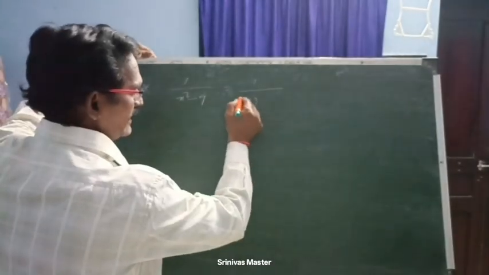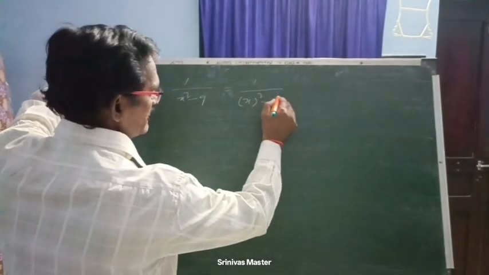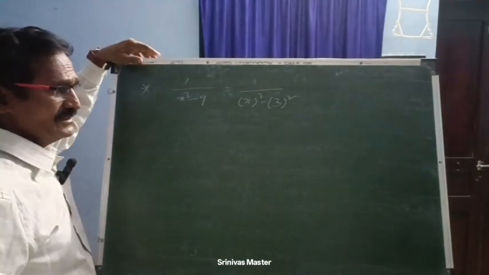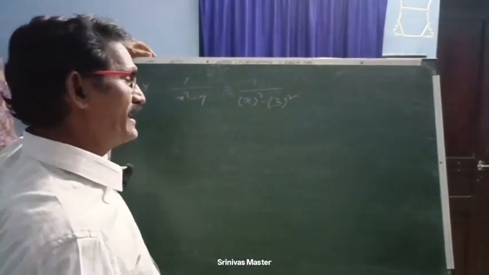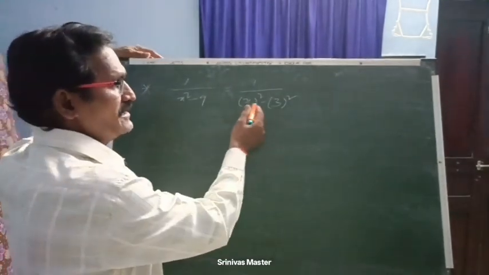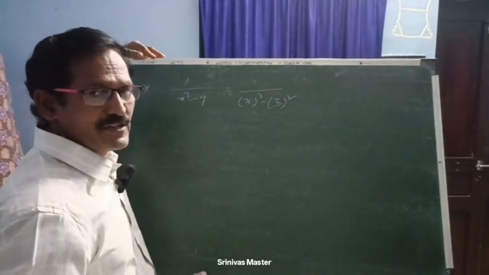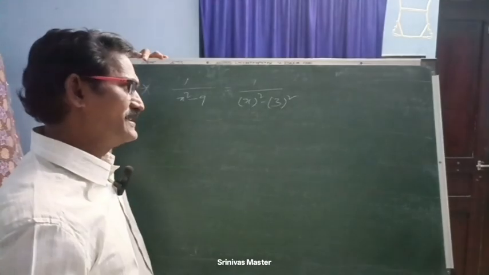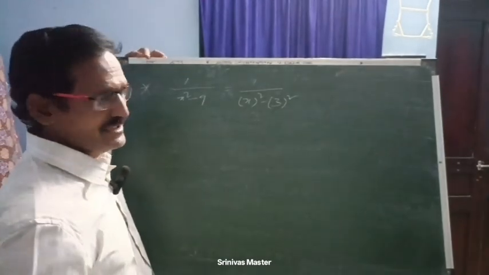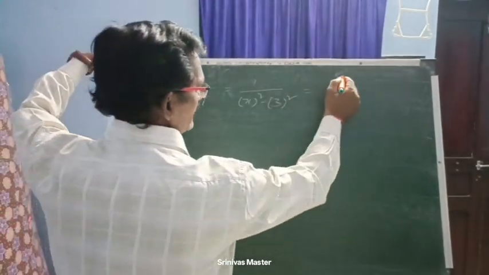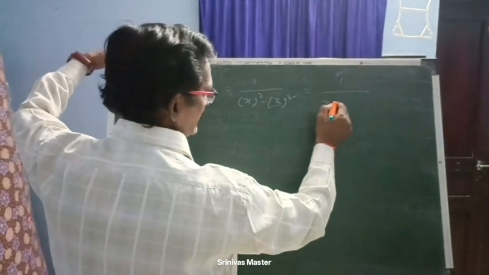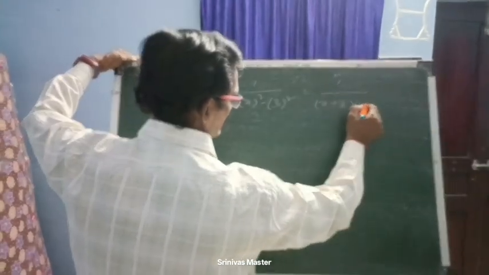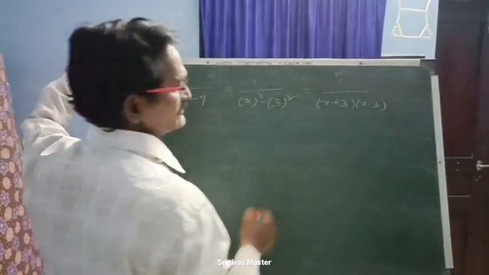We can write it like x whole square minus 3 whole square, right? That means the algebraic identity can be applied: a square minus b square. What is the form for a square minus b square? A plus b into a minus b, otherwise a minus b into a plus b. If you write like that, 1 by a plus b into a minus b, that means x plus 3 into x minus 3.